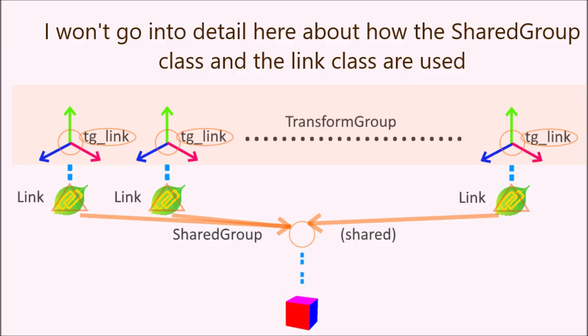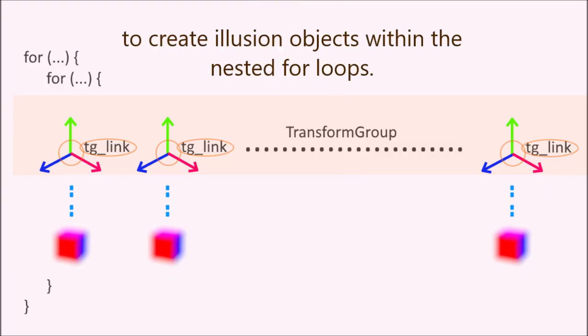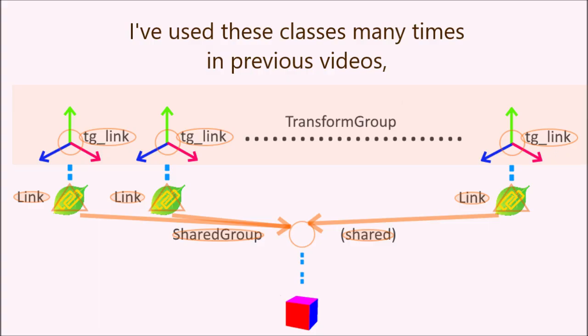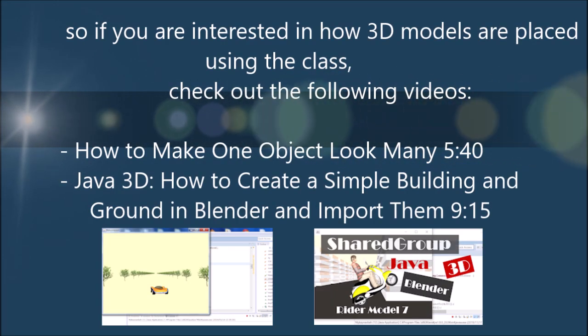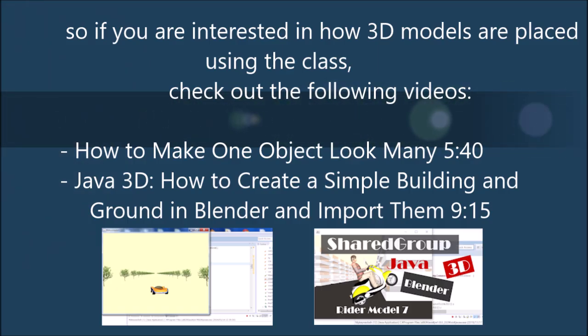I won't go into detail here about how the SharedGroup class and the link class are used to create illusion objects within the nested for loops. I've used these classes many times in previous videos. So if you are interested in how 3D models are placed using the class, check out the following videos.